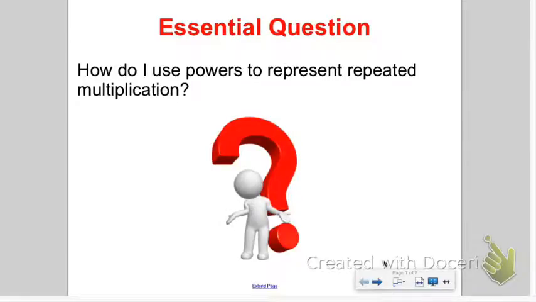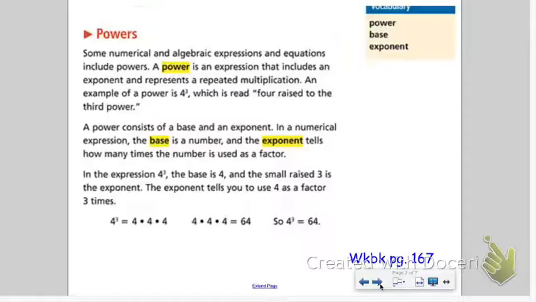How do I use powers to represent repeated multiplication? Take a look at workbook page 167. We're going to talk about powers in this lesson. Some numerical and algebraic expressions and equations include powers. A power is an expression that includes an exponent and represents a repeated multiplication.